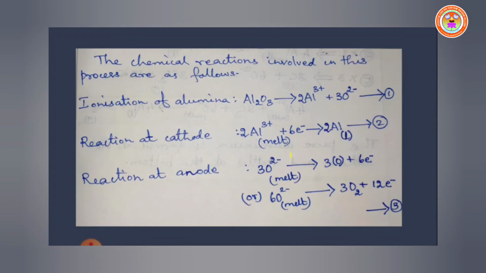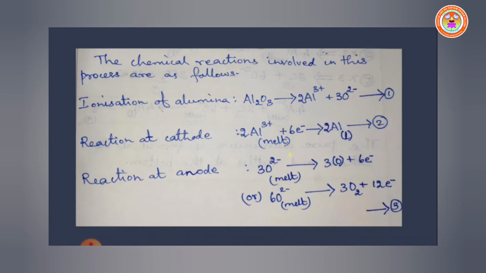Remember, at the cathode reduction reaction will take place. During electrolysis, at the cathode reduction reaction will take place. Reduction follows gain of electron. So the Al3+ ion at the cathode undergoes reduction and gains electrons.